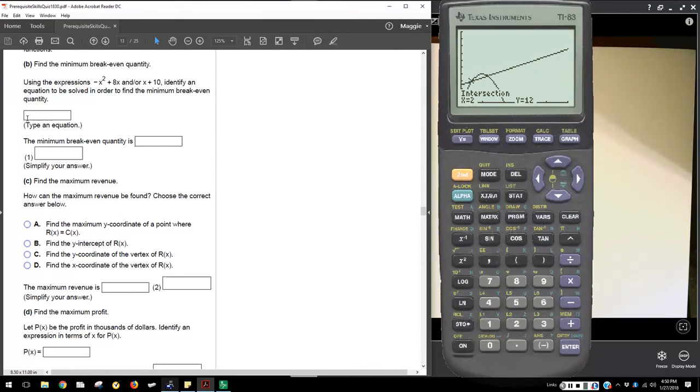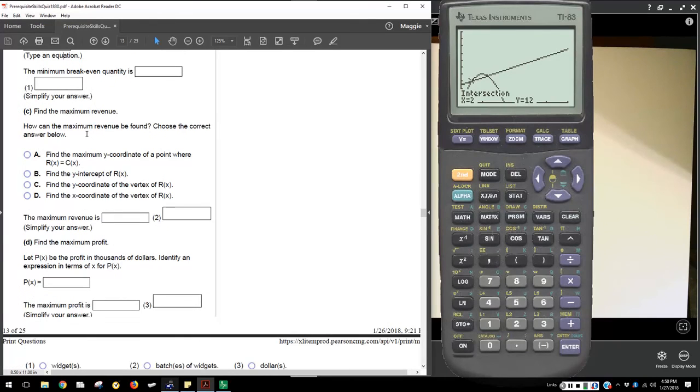So the equation that you're going to enter here is basically where negative x squared plus 8x is equal to x plus 10. And even though you can type that equation in there, you can solve it on the calculator. And then the minimum break-even quantity is 2 batches sold for $12.